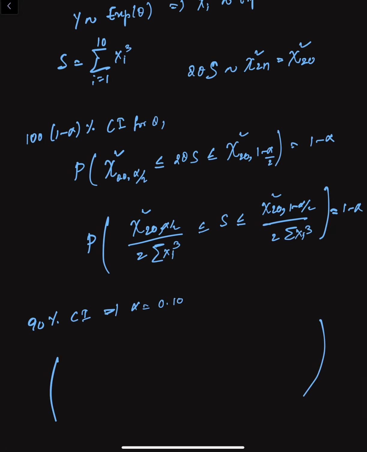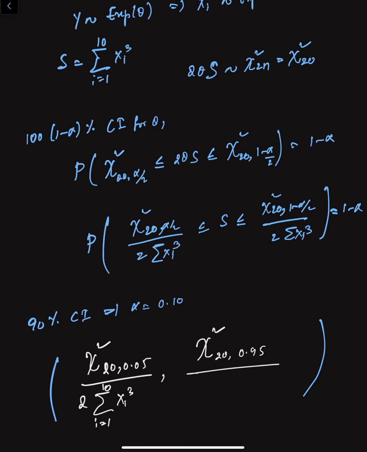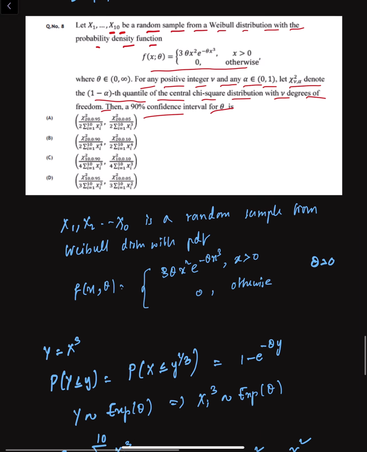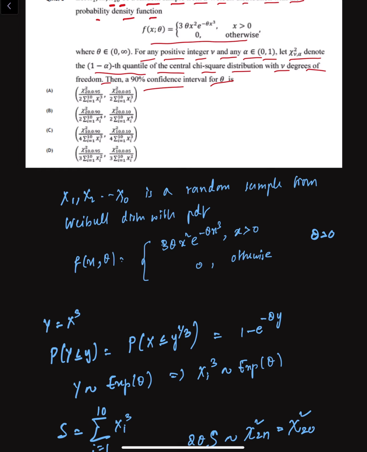So the interval will be chi square 20 comma 0.05 divided by 2 times summation i equals 1 to 10 xi cube comma chi square 20 comma 0.95 divided by 2 times summation i equals 1 to 10 xi cube. So that means this is matching with option A. Therefore option A is the correct answer.